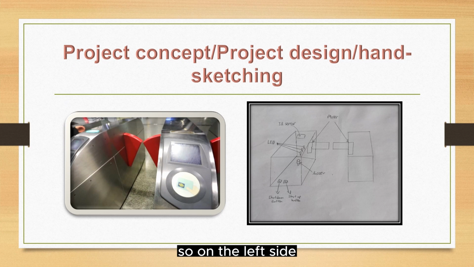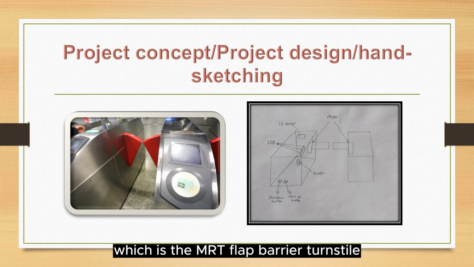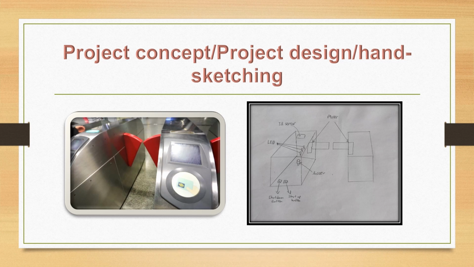So on the left side, we have a picture showing the concept, which is the MRT flat barrier turnstile, and on the right side is the hand sketching of the prototype.